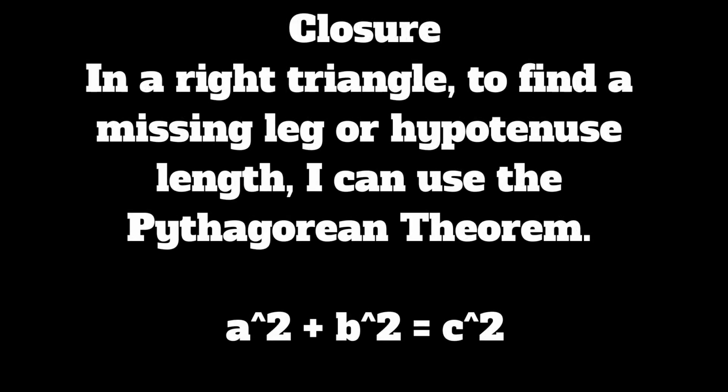In this lesson we learned, in a right triangle, to find a missing leg or hypotenuse length, I can use the Pythagorean theorem, or a squared plus b squared equals c squared.